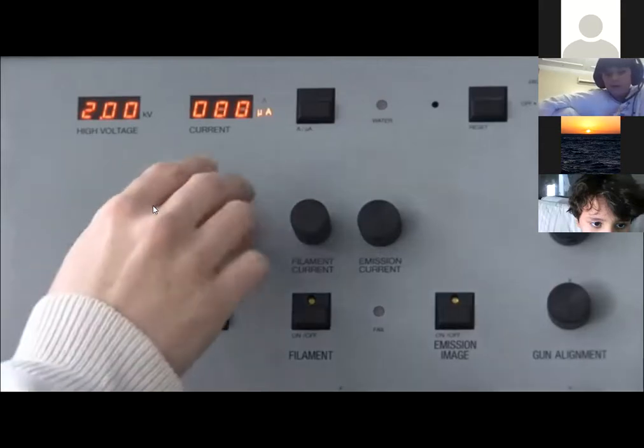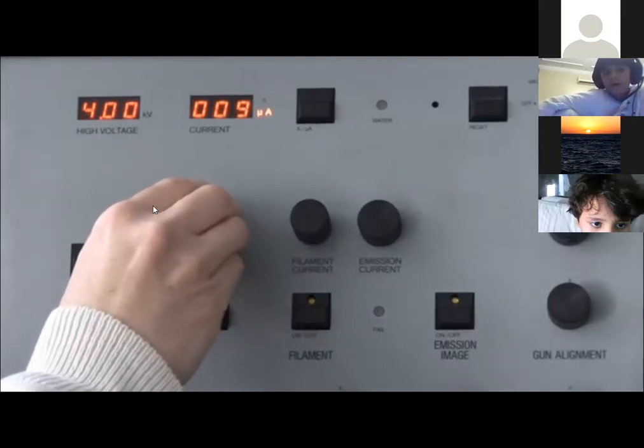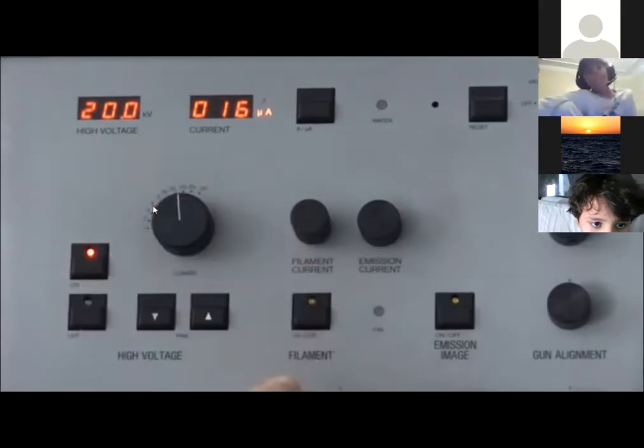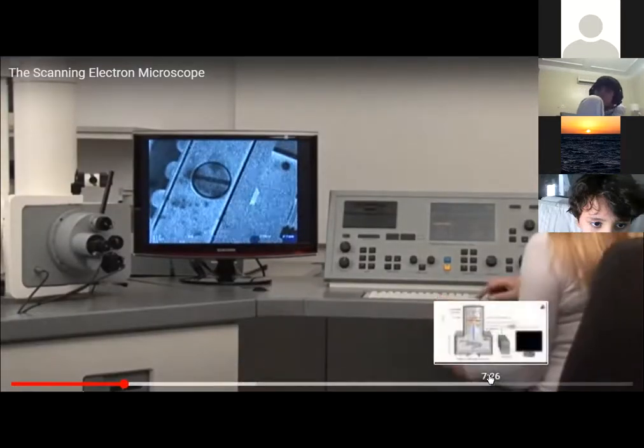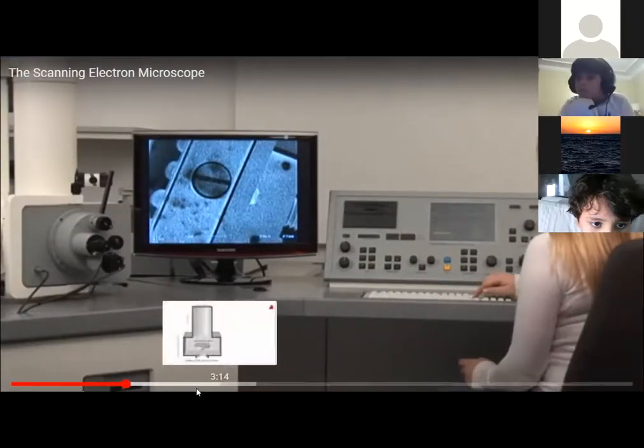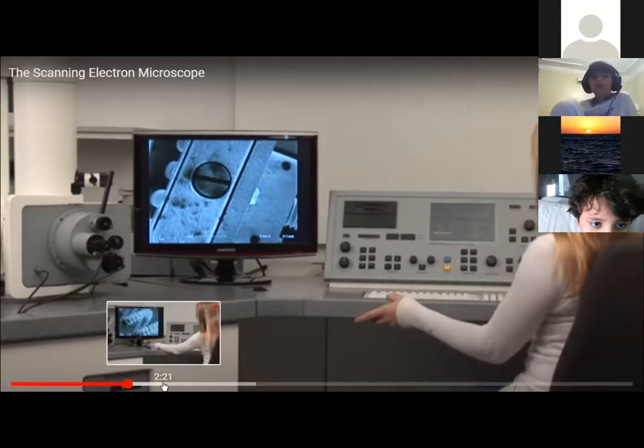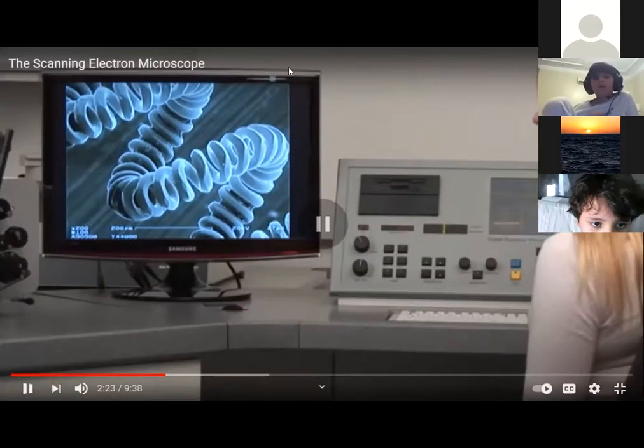Only now she is allowed to switch on the high voltage and the thermionic cathode. For the first time, a reasonable image appears on the monitor. It shows part of the specimen stage. The last image of the filament can be seen.